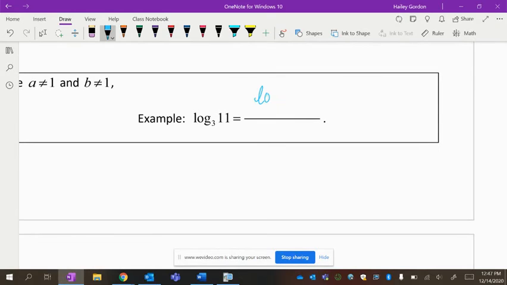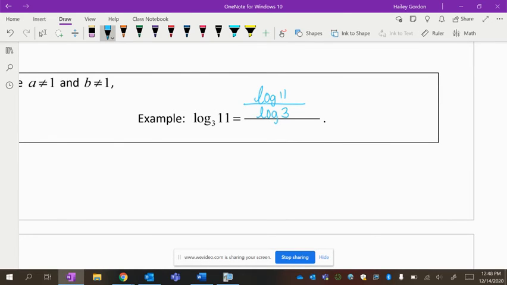So you're going to have log of 11 divided by log of 3. Whatever your base is here, you are going to then just put in the denominator.